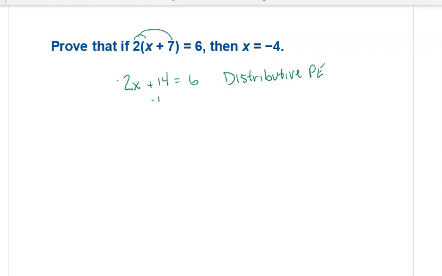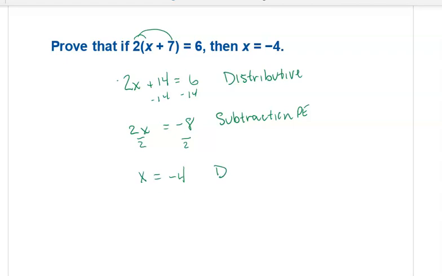Okay, then I'm going to take away 14 from both sides. So this is now 2x equals -8. How did that happen? Subtraction property of equality. Well, the earlier step was just distributive, sorry, not property. Okay, and then we divide by 2. So this is now x equals -4. How did that happen? Division property of equality.